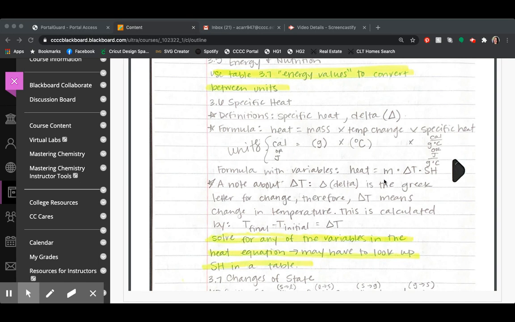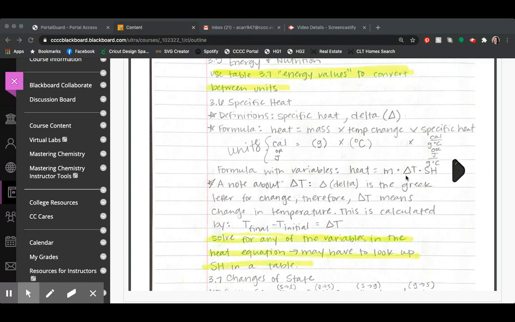So down here you see the formula with variables. You see heat equals m, which is mass, times delta T, which is change in temperature, times specific heat. And most of the time the question for a problem involving specific heat is asking you to solve for either heat, mass, or specific heat. And usually you're going to be two variables short, meaning you can look up the specific heat of your substance. Either it'll be given in the question or there will be a table you can pull that information from.